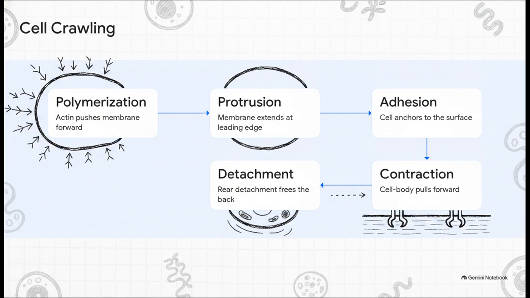Next, the cell uses these adhesion structures to anchor this new front edge to the surface. Then, using those myosin motors we just talked about, the cell body literally contracts, pulling the bulk of the cell forward. Finally, the rear of the cell detaches, letting the whole back end just snap forward. Build, anchor, pull, release. It's literally a microscopic crawl.